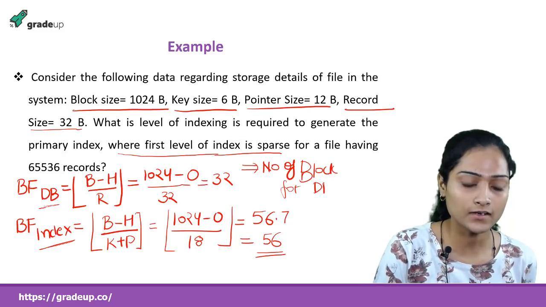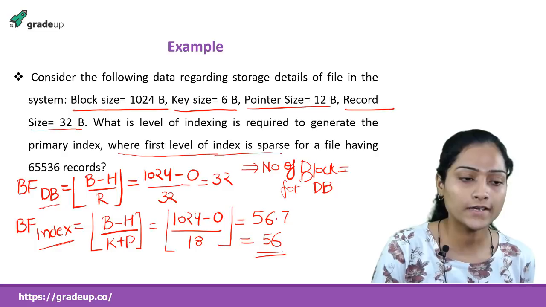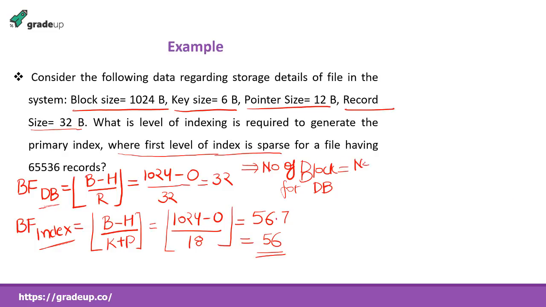Number of blocks for database file will be number of records divided by block factor of record. That is how much record you want to store and what is the number of records you can store in a particular block. If you divide both of these things, you can clearly get number of blocks for database file. What we are having, records are 65536 and block factor is 32. Calculate it on your end. I am calculating it on my end. It will be 2048.